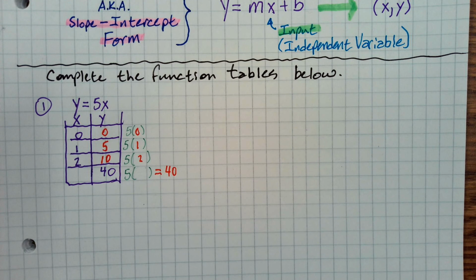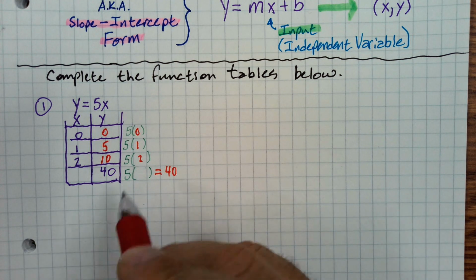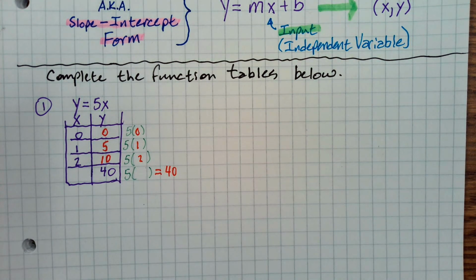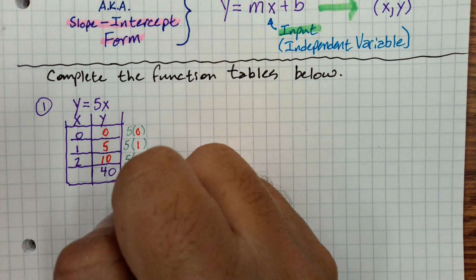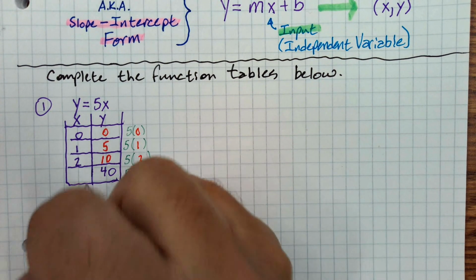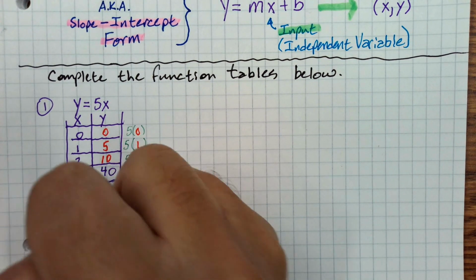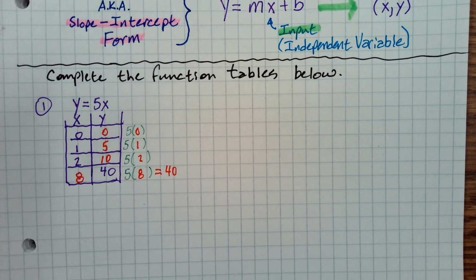5 times 7? 5 times 4 is 20. Well, you can always try. That's the beauty of it. 5 times 8. 5 times 8 is going to give us 40. So the input would have to be 8 to get an answer of 40. Okay? So that's the beauty of it. You can always guess and check a little bit till you get the right answer. Okay? You guys ready? Let's do another one.